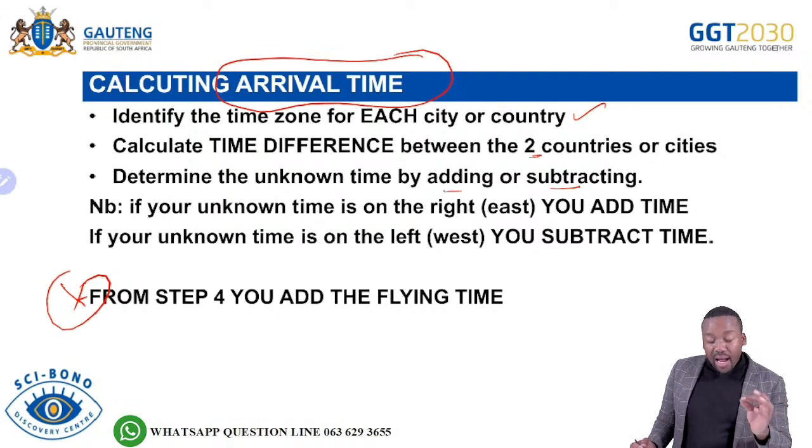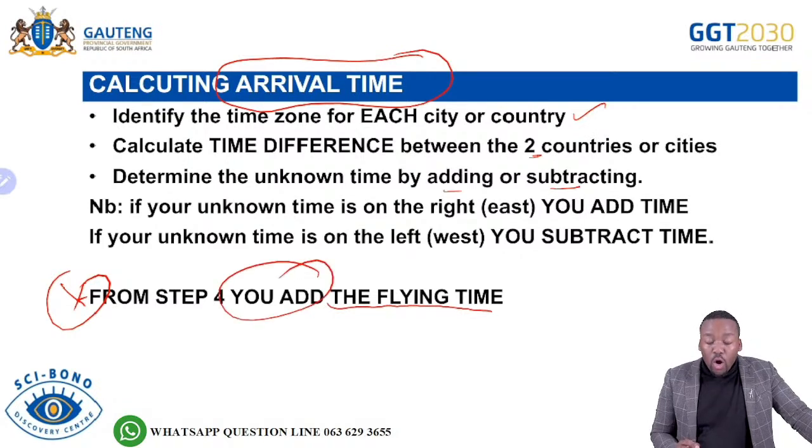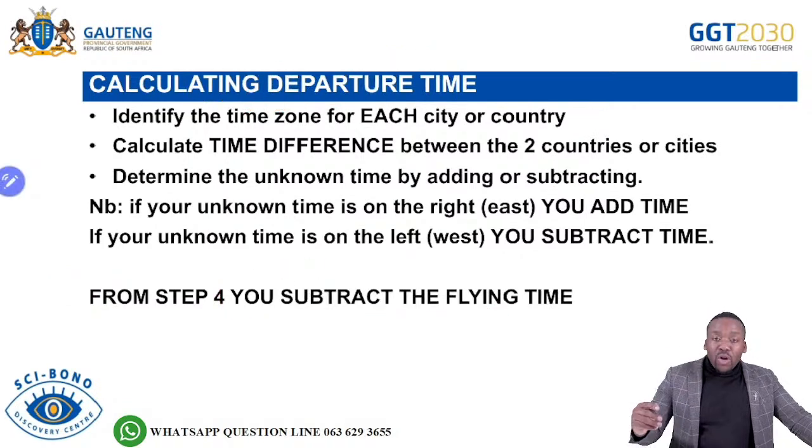Then I said, after your time, what must you do? You must add the flying time. So when we want arrival time, you do step 1, 2, 3. Then now there is step 4. After your answer in step 4, what must you do?